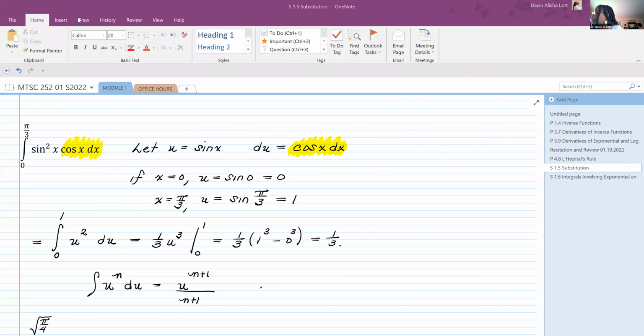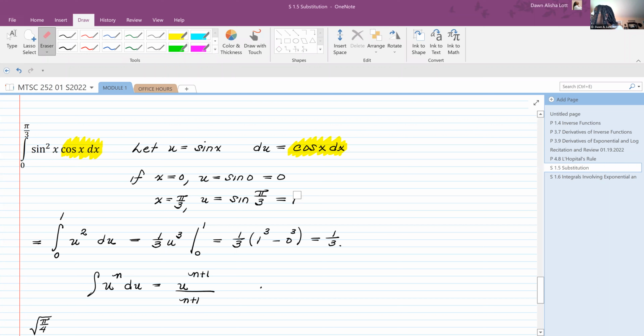The sine of pi over 3 is not 1. I was thinking pi over 2. The sine of pi over 3 is the root of 3 over 2.